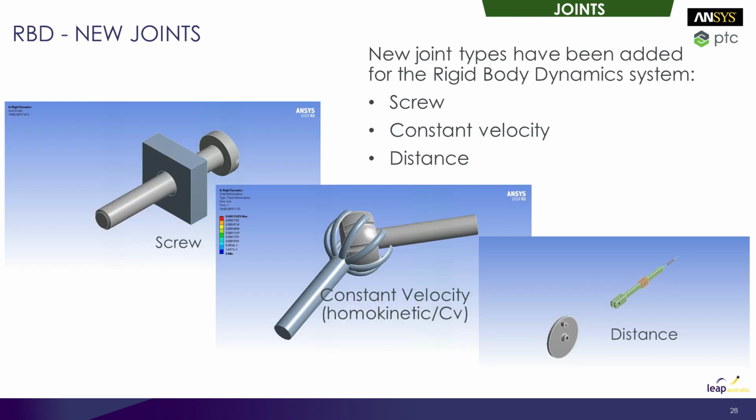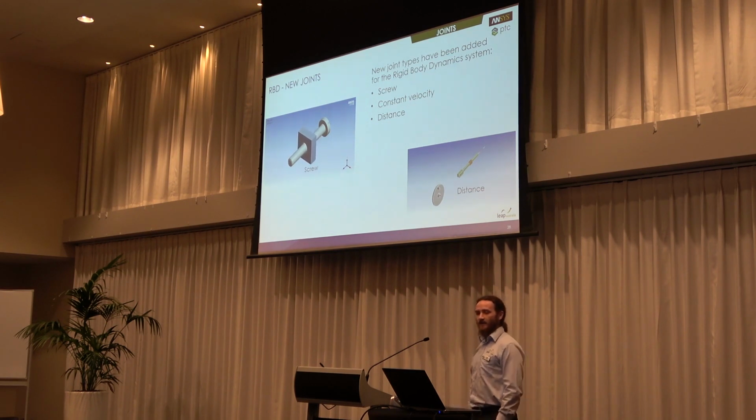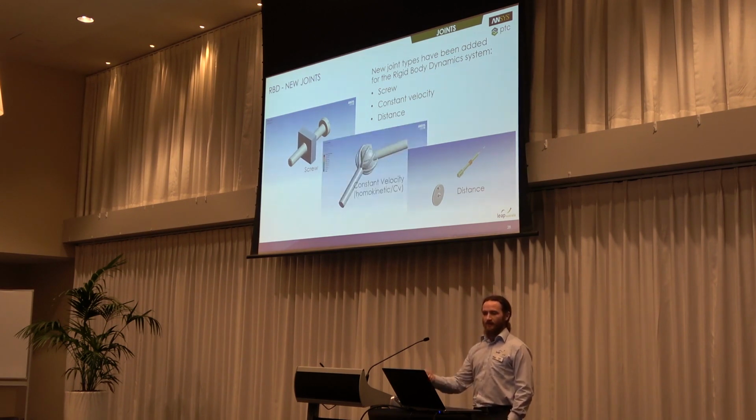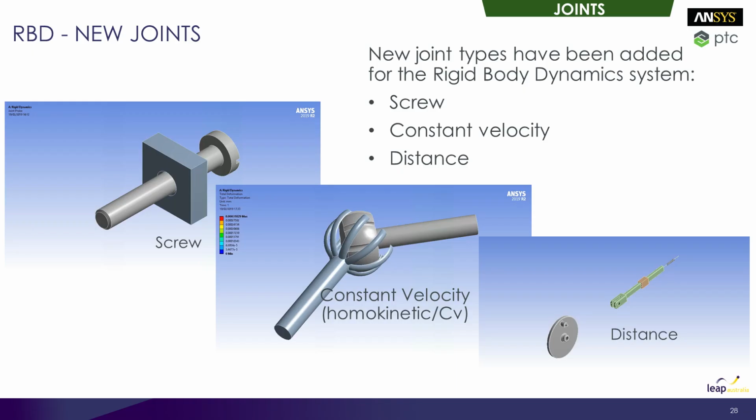There's a few new joints. Let's get that running. That's the distance joint. It's fairly self-explanatory. Maintains a constant distance between this location and this location. A screw joint. And a CV joint, which will appear now. Here we go. So these are all available in the Mechanical GUI now.